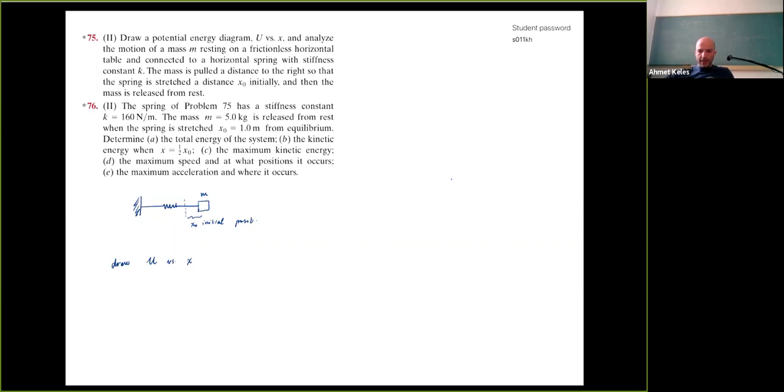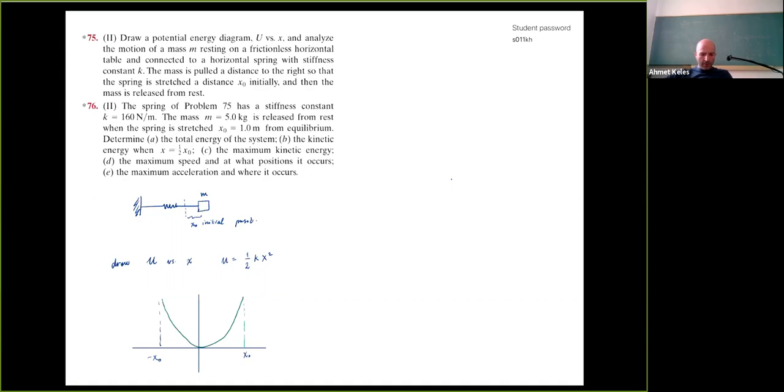U is equal to 1/2 K X squared. Maybe I can use a different color. And this one is plus x naught. This one is minus x naught.